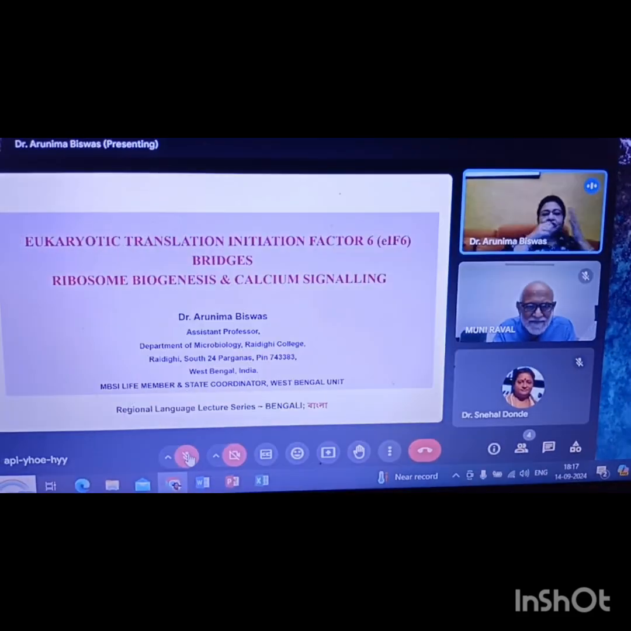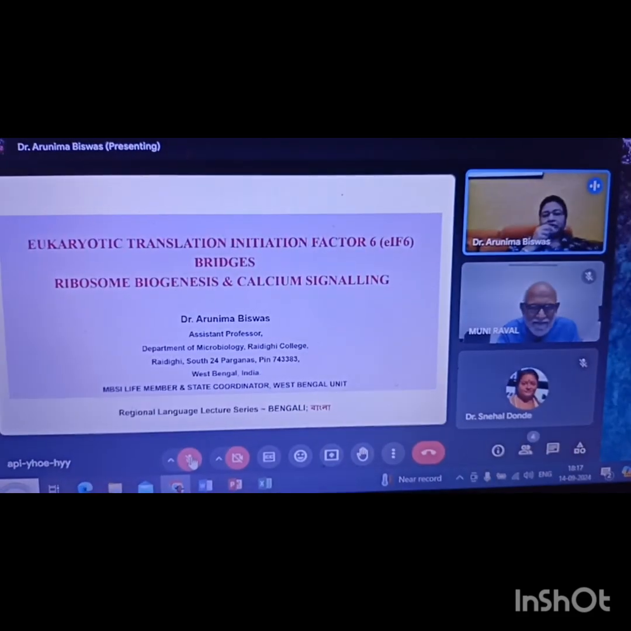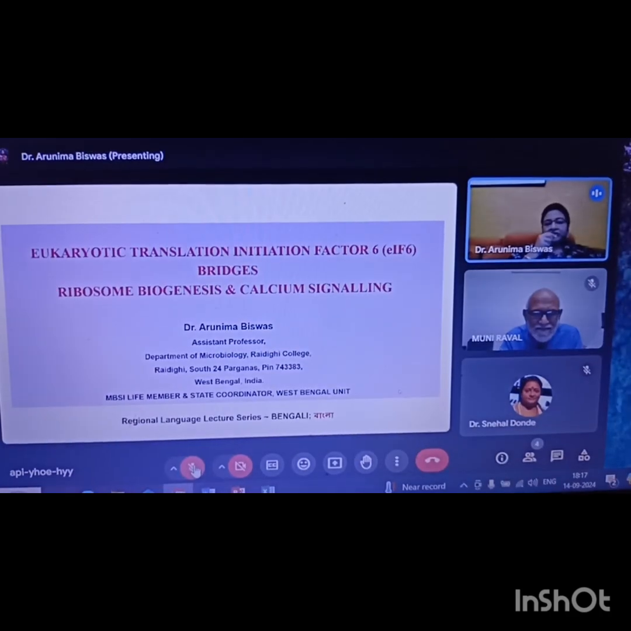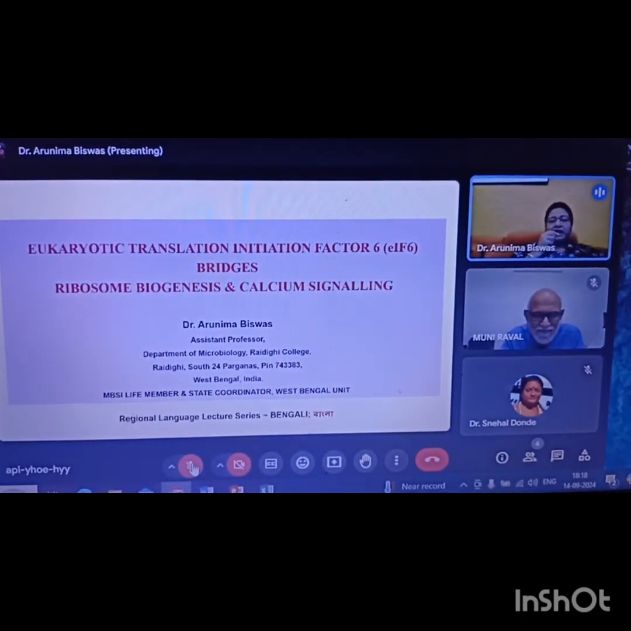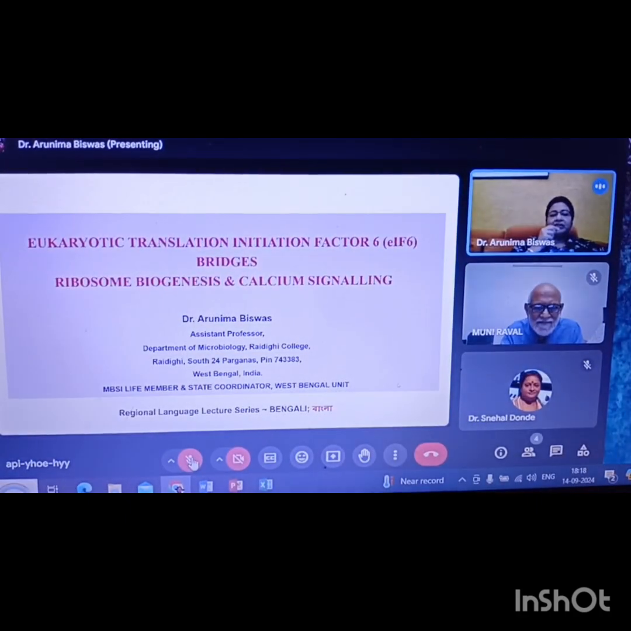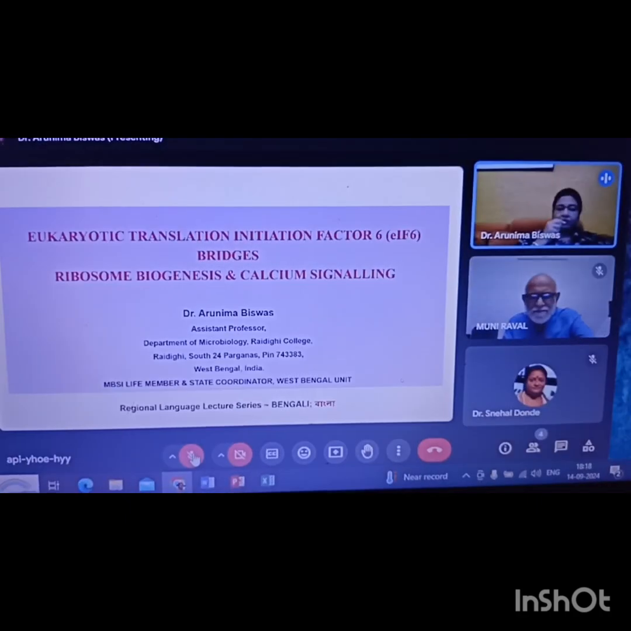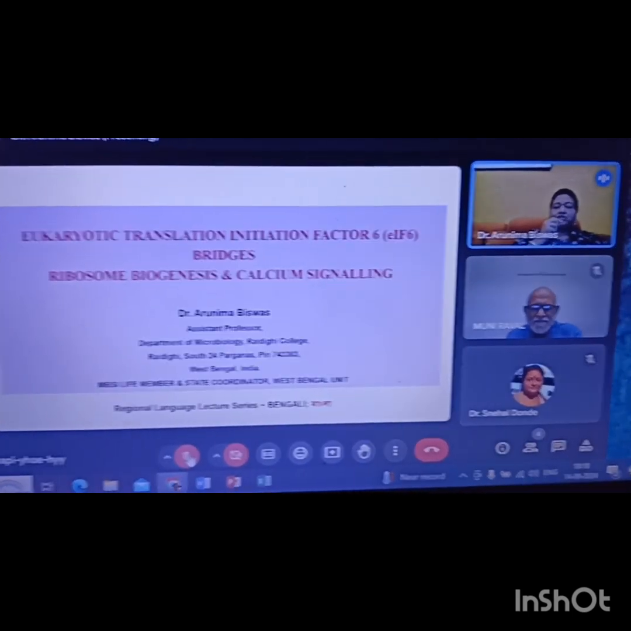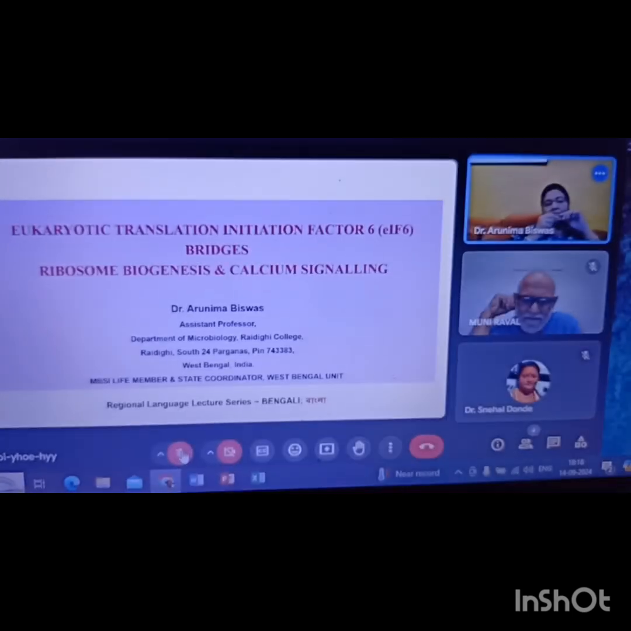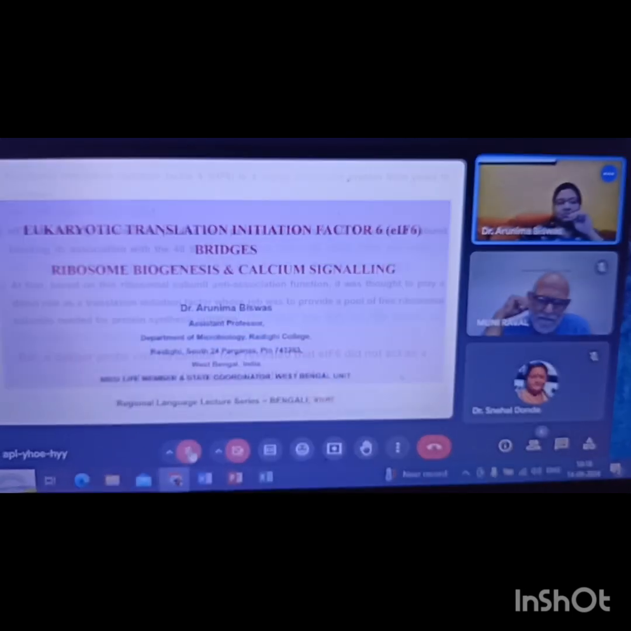So basically, this work deals with EIF6, which is generally thought to be a translation initiation factor. How that actually is acting as an essential 60S ribosome biogenesis factor, and it links calcium signaling with this ribosome biogenesis process.